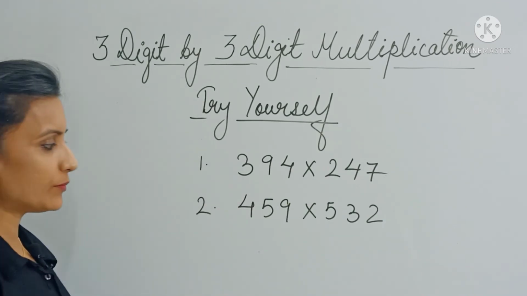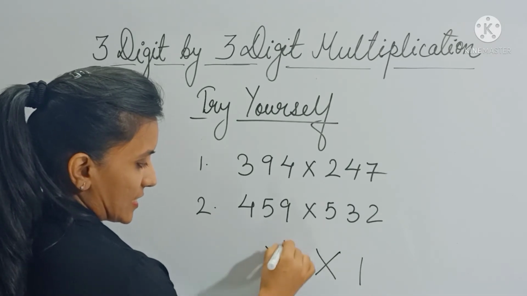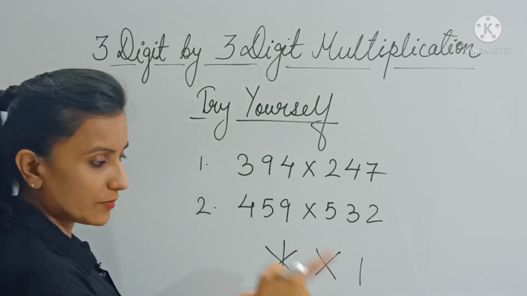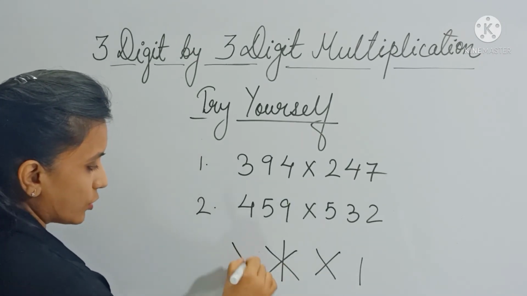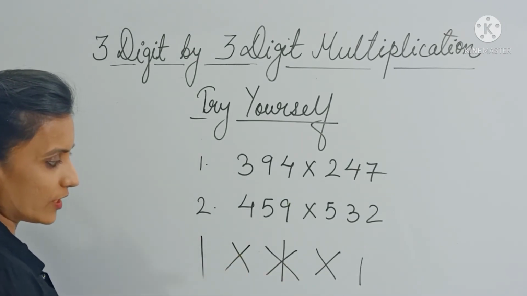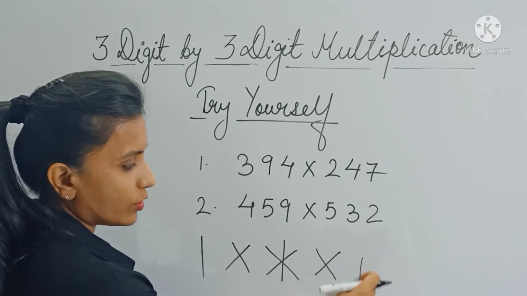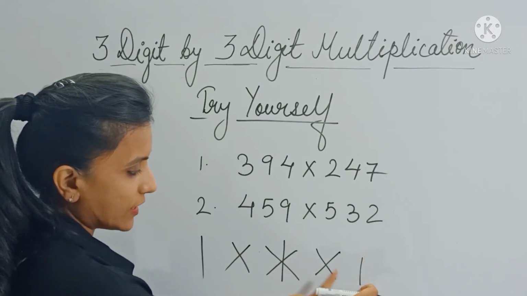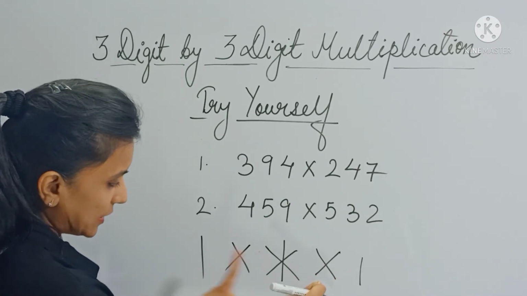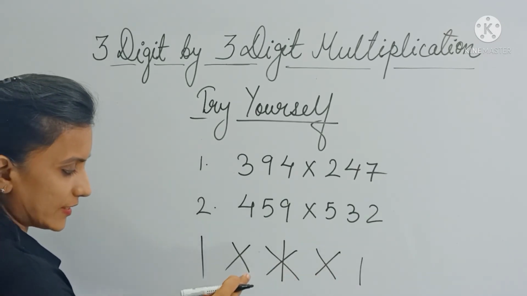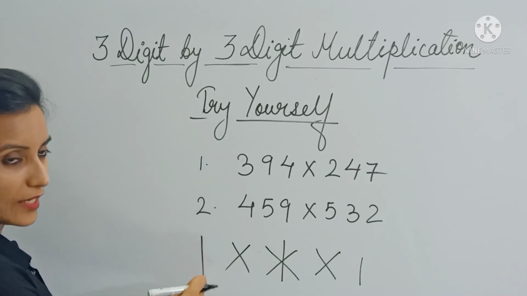Only you have to remember the pattern, which is I cross star. It's a 3-digit number, so 3 designs are there. Now repeat the same pattern, which is cross and I. Okay, just remember here, this I is for multiplication of 1 digit by 1 digit. Here we have taken ones and tens digit, but here we have taken the tens and the 100 digit, and here we are multiplying the 100 digits.